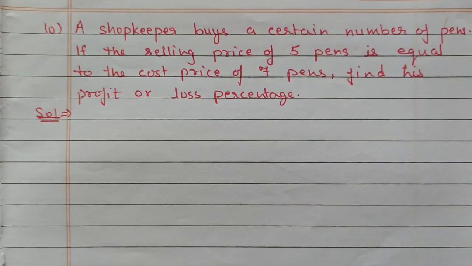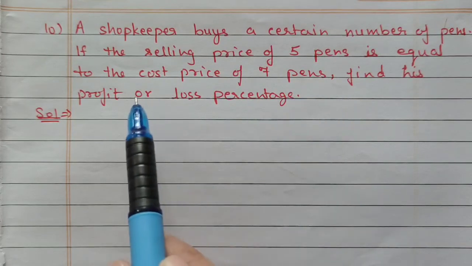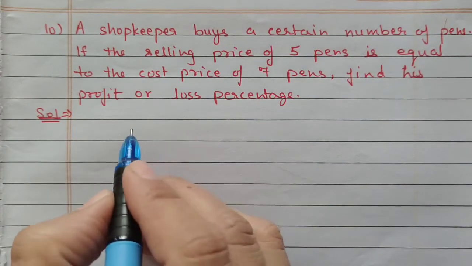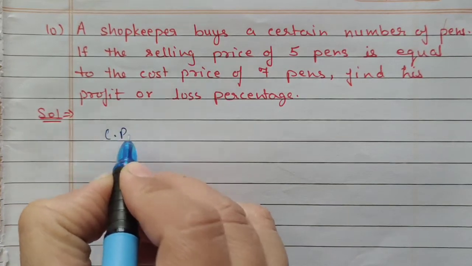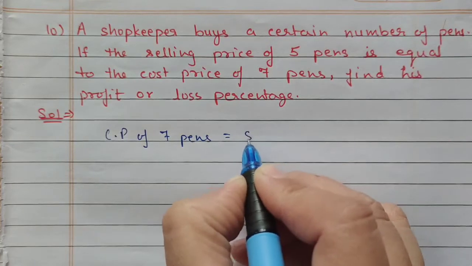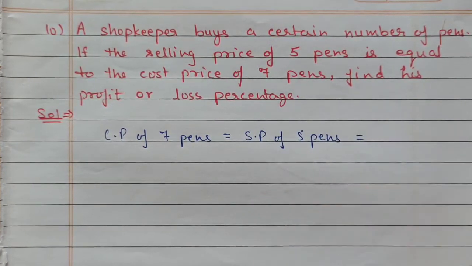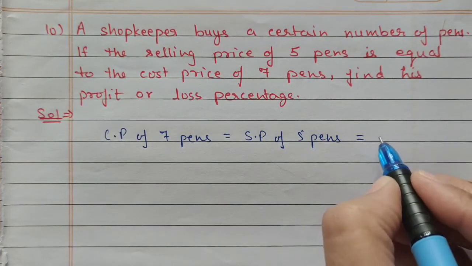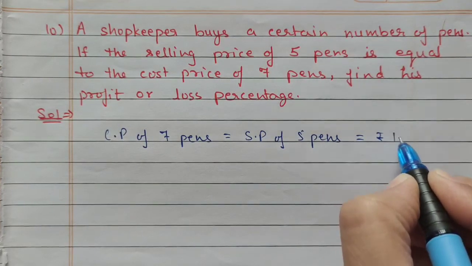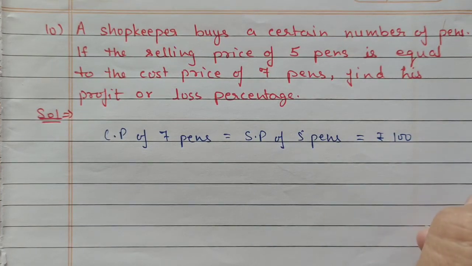Next question number 11. A shopkeeper buys a certain number of pens. If the selling price of 5 pens is equal to the cost price of 7 pens, find his profit or loss percentage. So hint is given here. Cost price of 7 pens is equal to the selling price of 5 pens. So you can take, let it be equal to x or any number also you can take. Suppose I have taken this is equal to 100 rupees. So this value you can take any number or any alphabet. In both ways you will get the same answer.